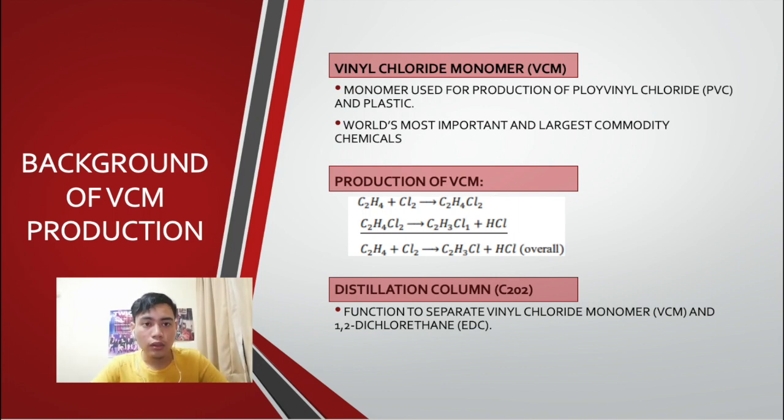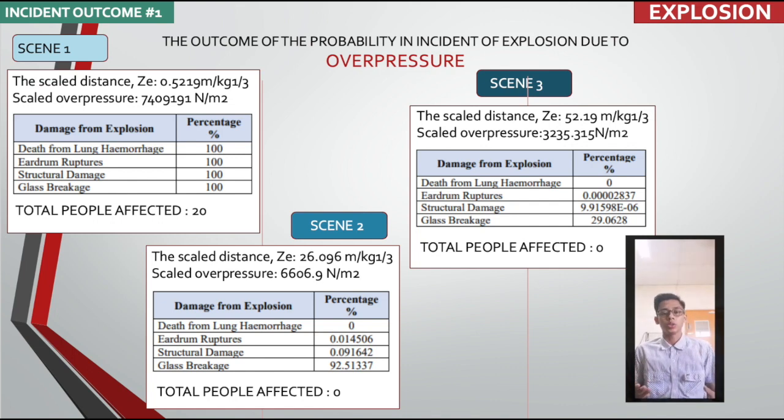In this study, we only focus on distillation column C202. The function of the distillation column is to separate the VCM and the EDC. VCM goes to the top because of its lower boiling point, and the EDC goes to the bottom because it has a higher boiling point.